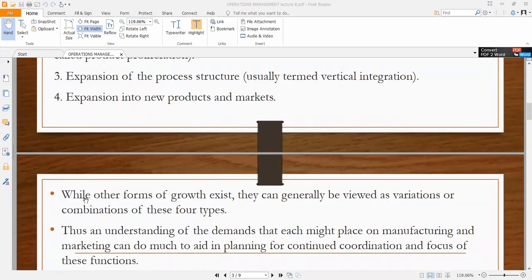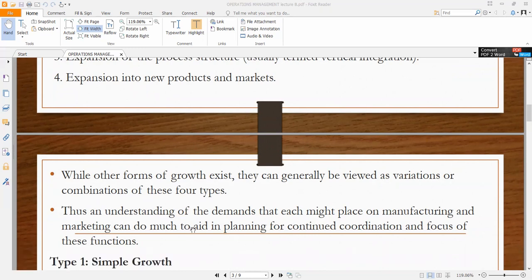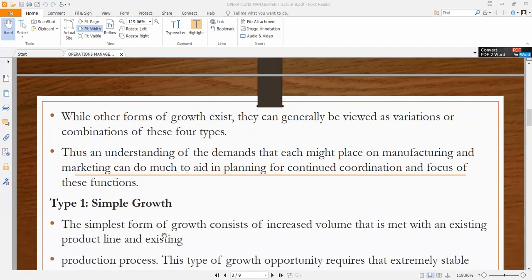While other forms of growth exist, they can generally be viewed as variations or combinations of these four types. So all the types that exist are sourced from the four types that we've looked at. Thus, an understanding of the demands that each might place on manufacturing and marketing can do much to aid in planning for continued focus of these functions.